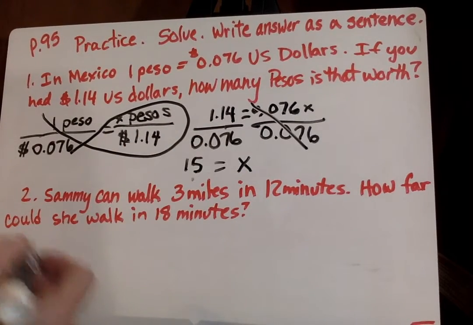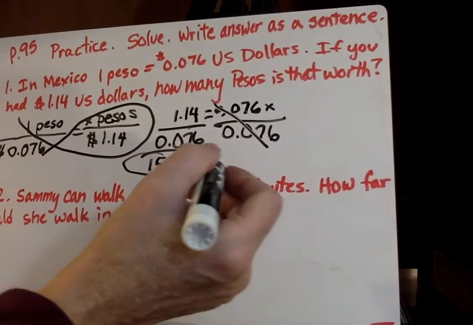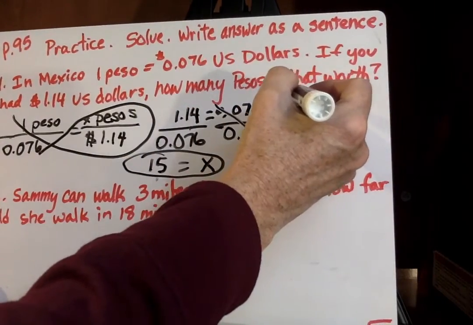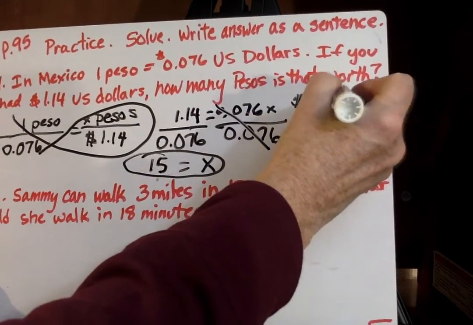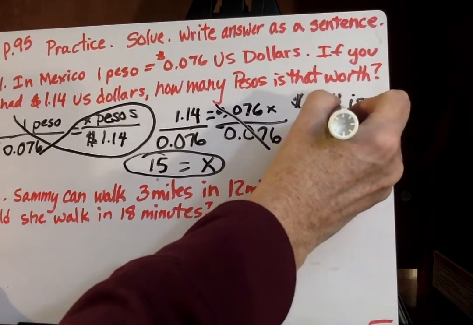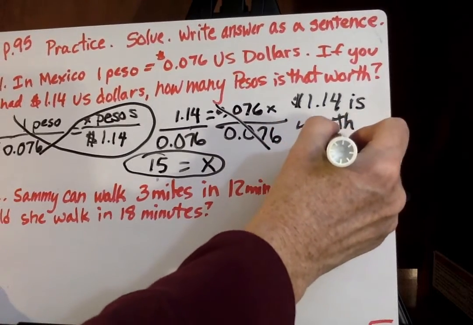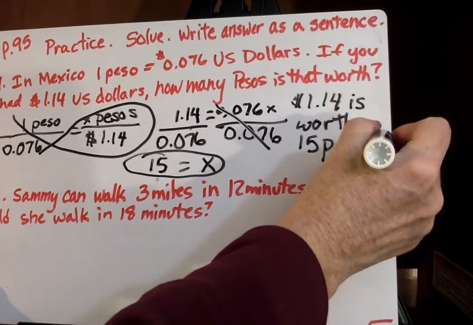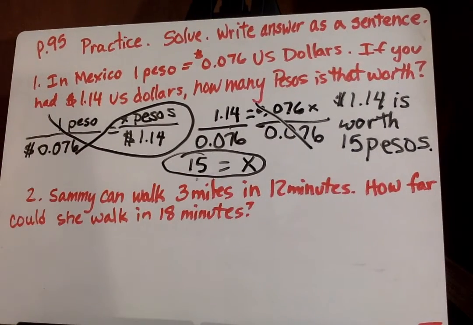So I would say, if you were going to write a sentence, I'm going to go ahead and put it over here: $1.14 is worth 15 pesos. And you're done. Okay. Next, we're going to go on to Sammy.